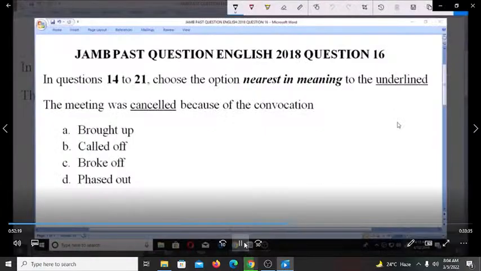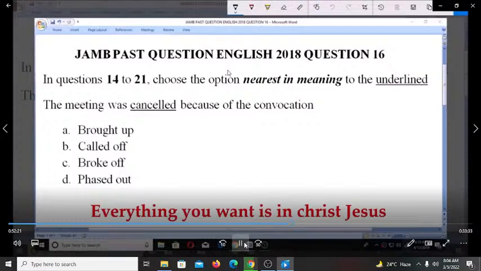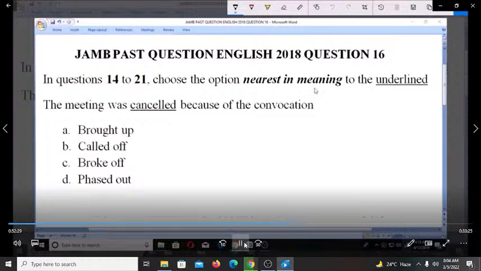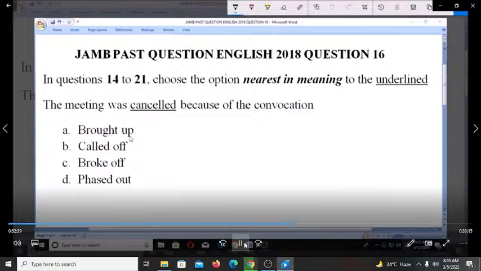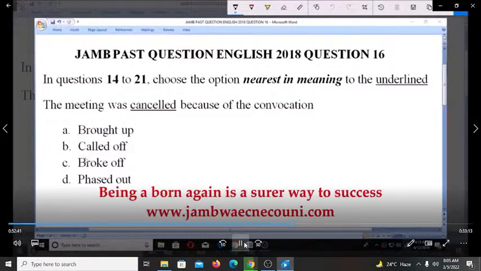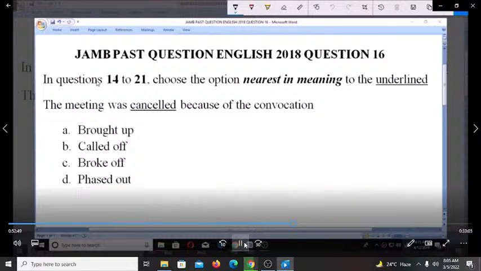Let's look at these JAMB past questions, English 2018, question number 16. In questions 14 to 21, choose the option nearest the meaning to the underlined. The meeting was cancelled because of the convocation. The word underlined is cancelled. Option A, brought up. B, called off. C, broke off. D, phased out. So which of these is the synonym of the word cancelled?